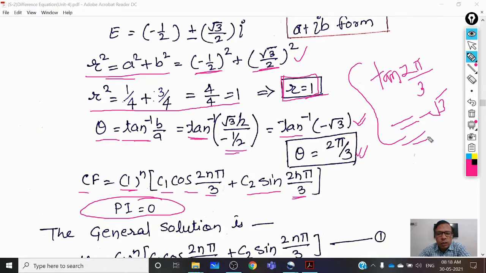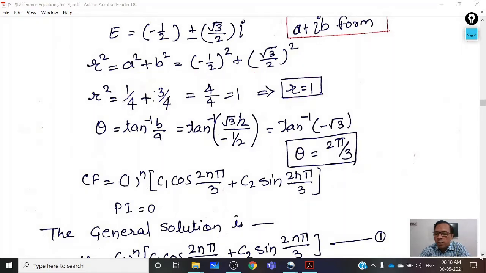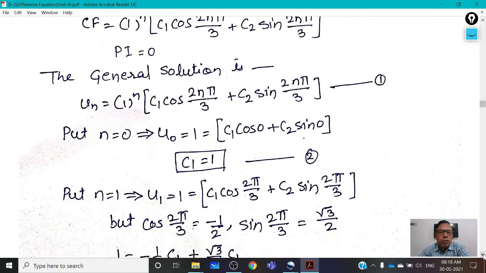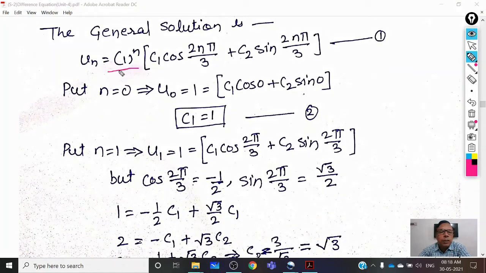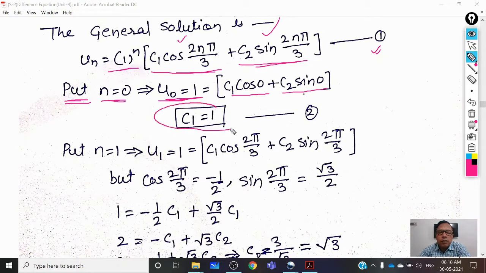Since the right hand side is 0, the general solution is u(n) equal to 1^n (C1 cos 2n pi by 3 plus C2 sin 2n pi by 3). Now putting the given boundary condition, for n equal to 0, u0 equal to 1, and putting n equal to 0 in equation 1, we have 1 equal to C1 cos 0 plus C2 sin 0. Finally this gives C1 equal to 1.